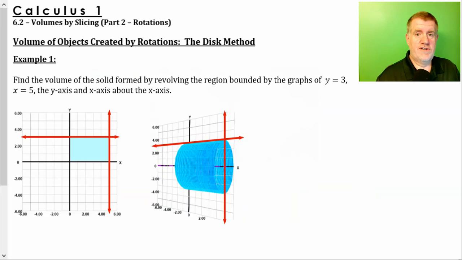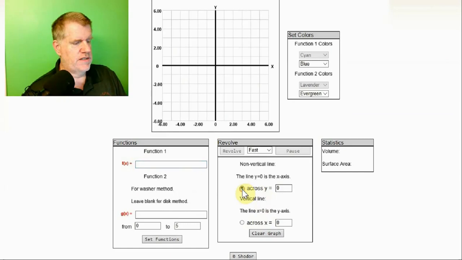All right, let me show you how this gets generated. Because remember, we're looking at the graphs of y equals 3 and x equals 5, and the y-axis and the x-axis. So we're looking for this shaded shape right here. So take a look at this. We're going to rotate around the x-axis, which is the line y equals 0. The function we chose was 3.